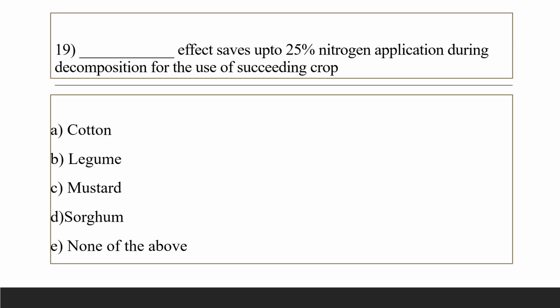Dash effect saves up to 25% nitrogen application during decomposition for the use of the succeeding crop. The legume plant fixes atmospheric nitrogen in the soil and increases the nitrogen status of the soil. Here the legume plant saves up to 25% nitrogen. So the answer is option B.